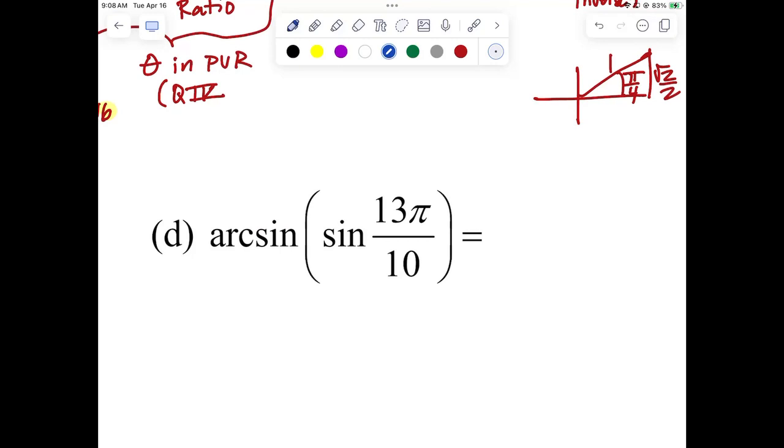Yes, y'all do. Peyton's right. 13 pi tenths? You got it in the right quadrant.